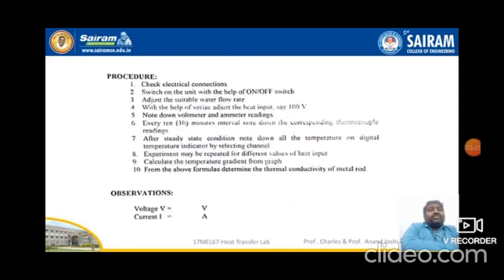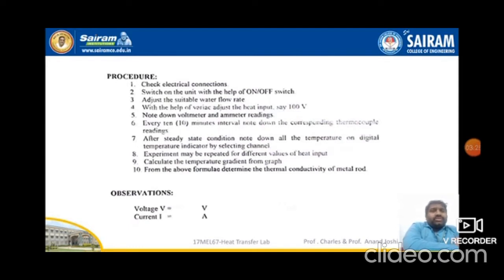So dT by dx we have to calculate by plotting the graph and taking the slope of the tangent line. At t equal to 0, you will get dT by dx. That value you have to consider for the calculations. Now, how do you conduct the experiment? Here the procedure is given.